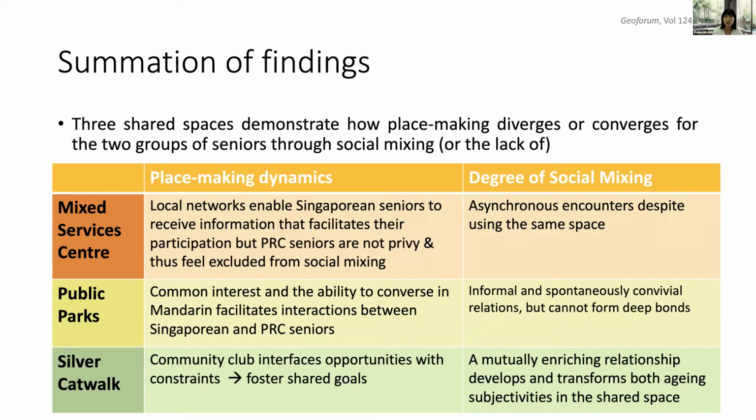The rest of the day, they don't interact. Whereas with the Silver Catwalk at the community club, there are opportunities as well as constraints. So the constraints, for example, faced by the PRC grandparents, they are unable to book the facilities, results in them finding that the Singaporeans can help them do so.